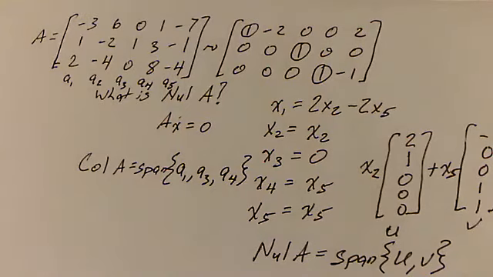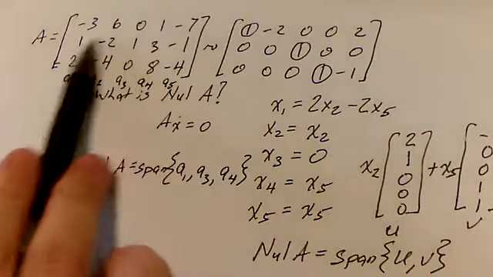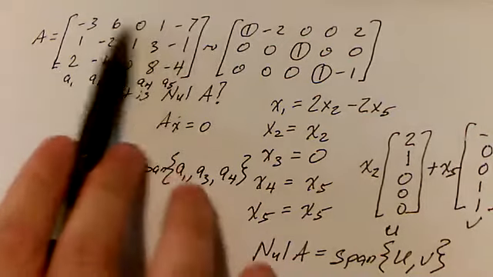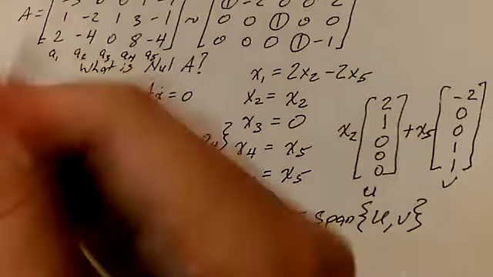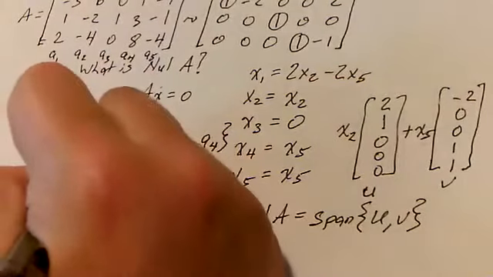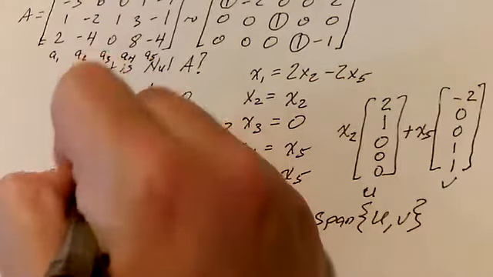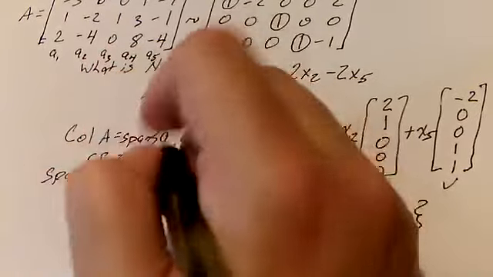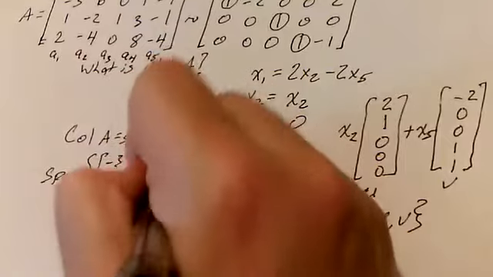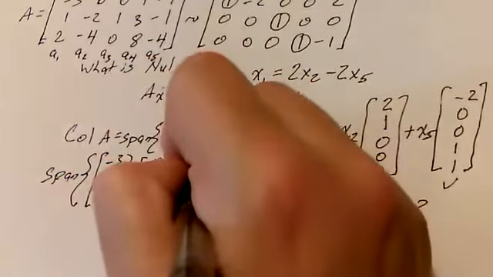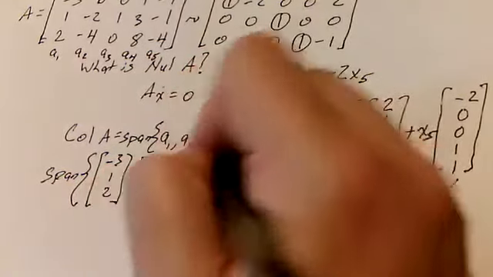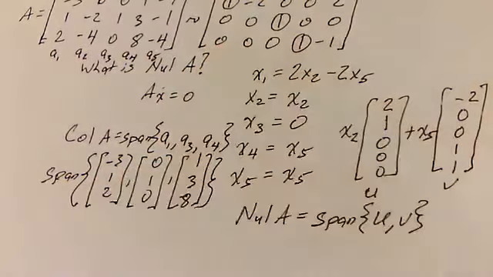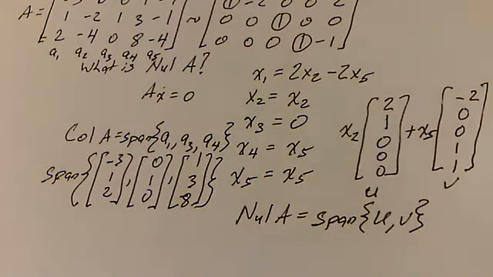Notice the column space and null space kind of fit together. Now, it's important when you do the column space that you take the columns from the original matrix. So in this case, our column space would be the span of the first vector, -3, 1, 2, the second vector, 0, 1, 0, and the third vector, 1, 3, 8. The span of those vectors gives you the column space.